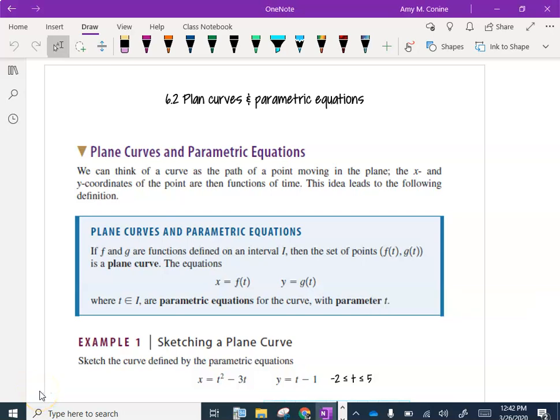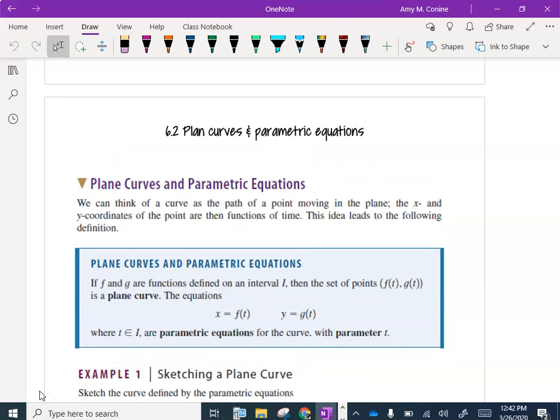Hi everyone. All right, here's 6-2, plane curves. Plane curves and parametric equations.